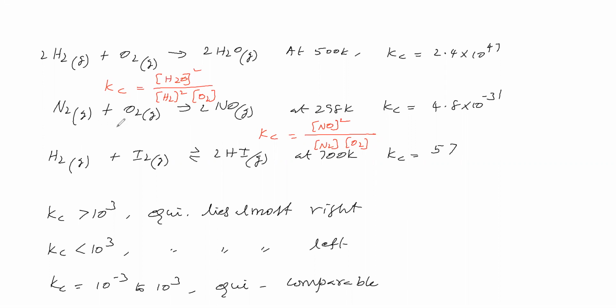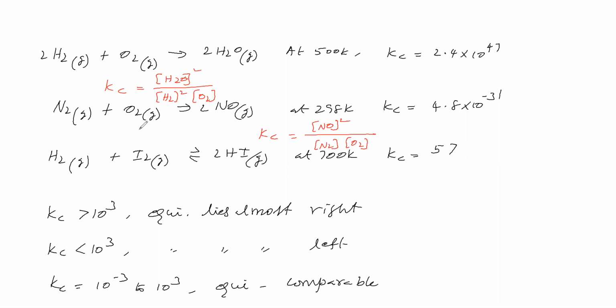That means the left side is predominant and the right side is negligible, in the sense we are discussing at equilibrium. So at equilibrium the left side concentration is predominant and the right side concentration is negligible.